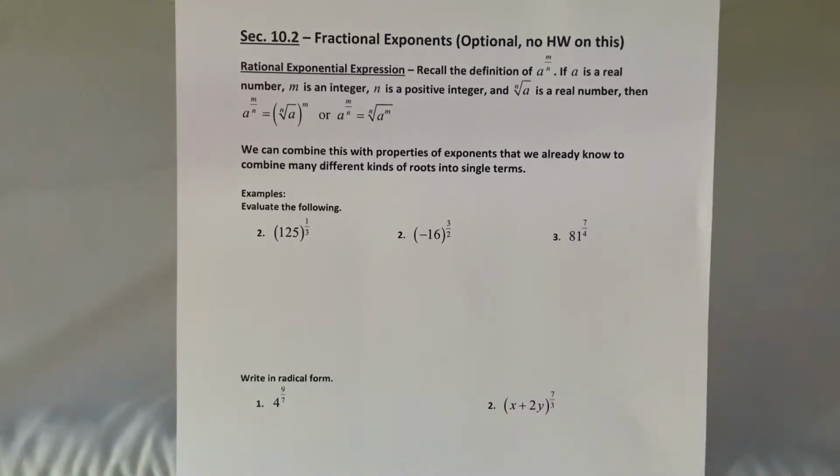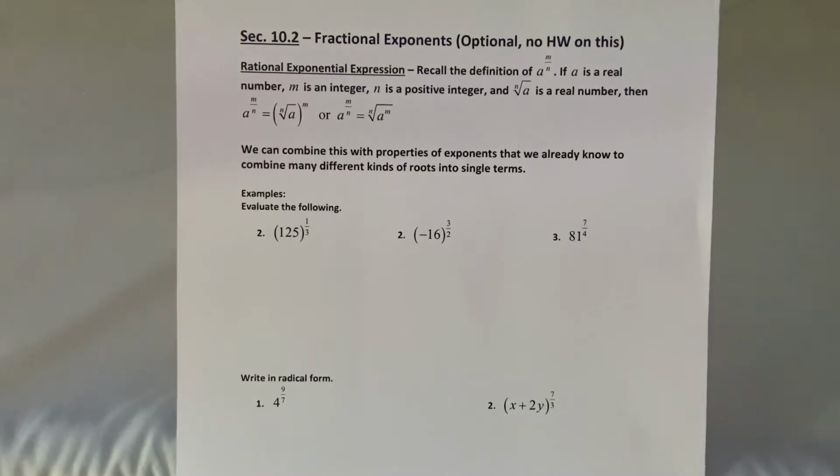Okay, 10(2) is about fractional exponents, and even though we usually skip the section and call it optional, it's really important that we understand what fractional exponents are and how to rewrite them to understand how they're behaving. So recall an exponential expression. We could have a to the m over n power if a is a real number, m is an integer, and n is positive.